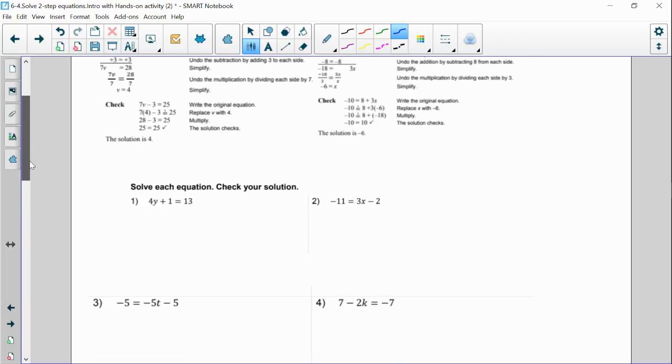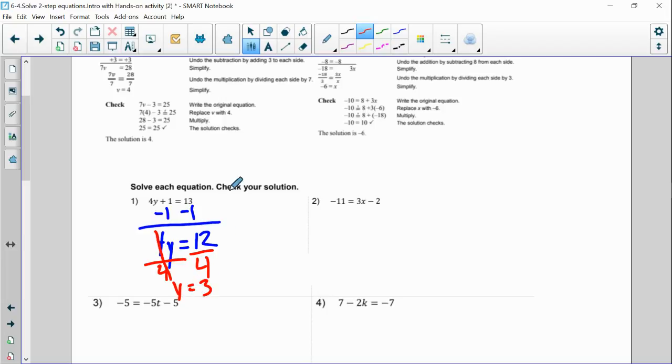Okay, so number 1, you have 4y plus 1 equals 13. Show that you're going to subtract 1 on both sides. Then bring your 4y down, and that equals 12. Then show you're going to divide by 4, and y equals 3. Now, notice it says check your solution. That's getting you prepared for tomorrow's 5-question quiz. So make sure you're actually checking your work.